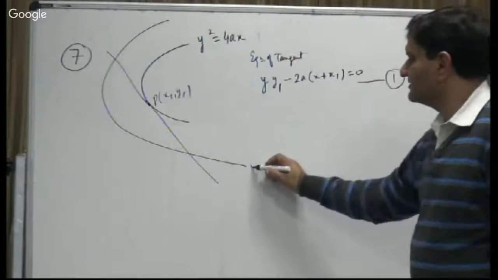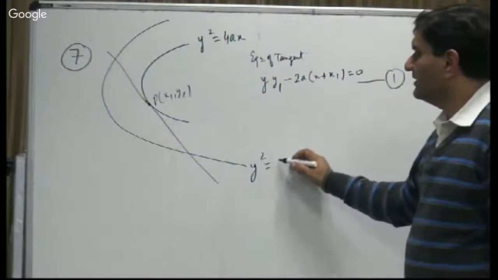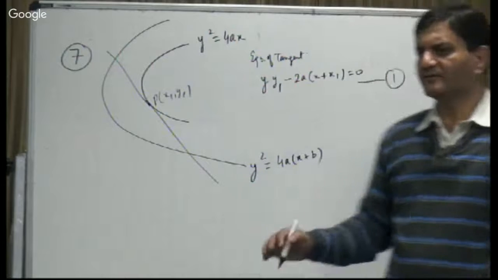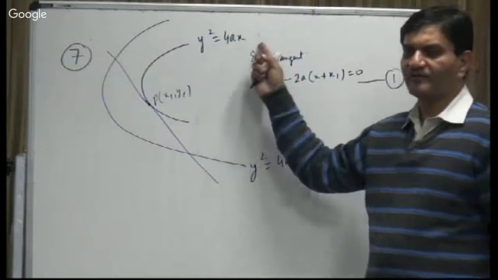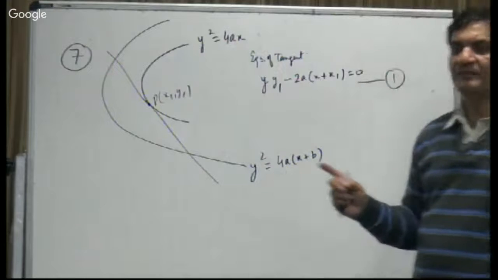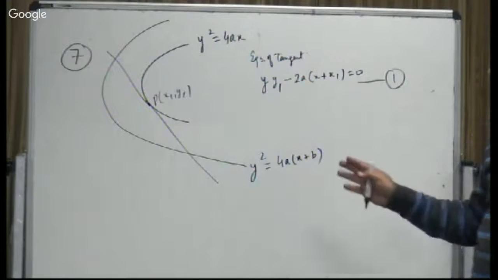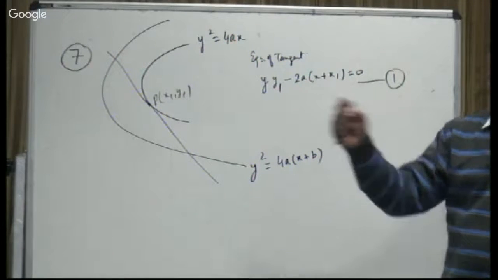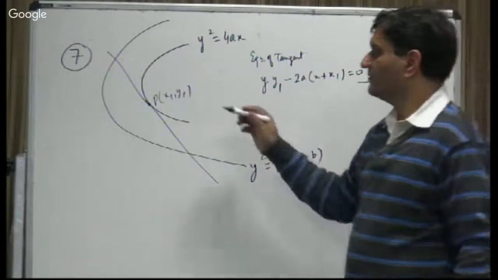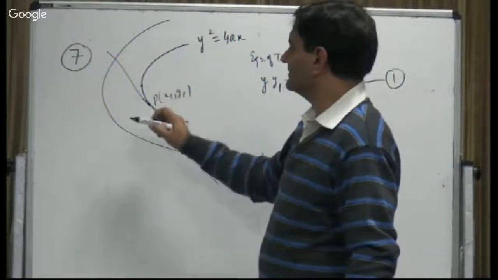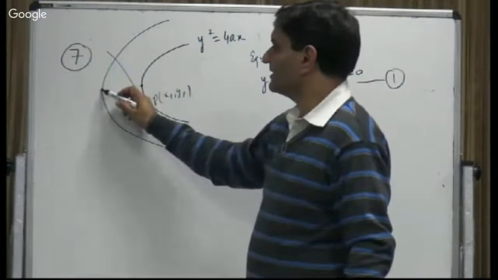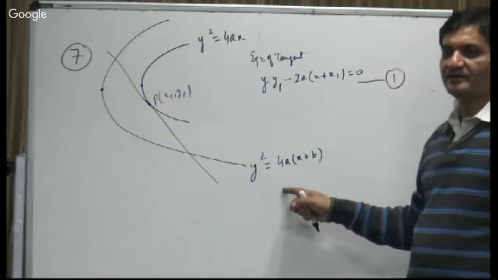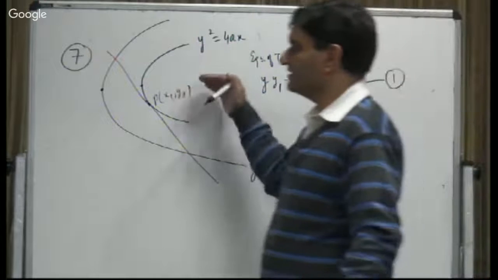Let us say the other parabola is this, y square is equal to 4a times x plus b. So you know the shapes are, see the equation, y square is 4ax, this is also y square is 4ax. But what will happen to the vertex? The vertex will shift. Where will it shift? B units to the left. So if the vertex of this parabola is 0, 0, the vertex of this parabola will have x coordinate minus b. So the vertex will be minus b, 0. So it is just shifting of the parabola.